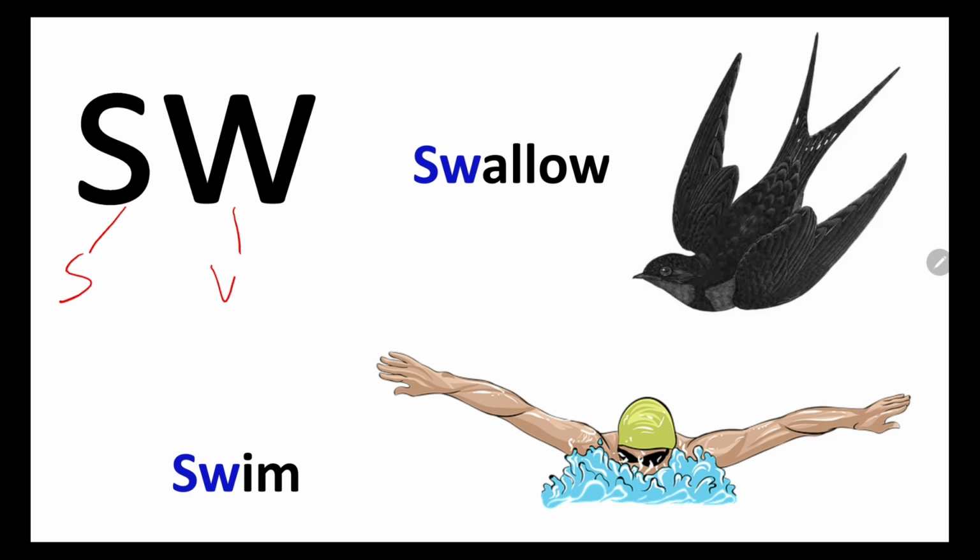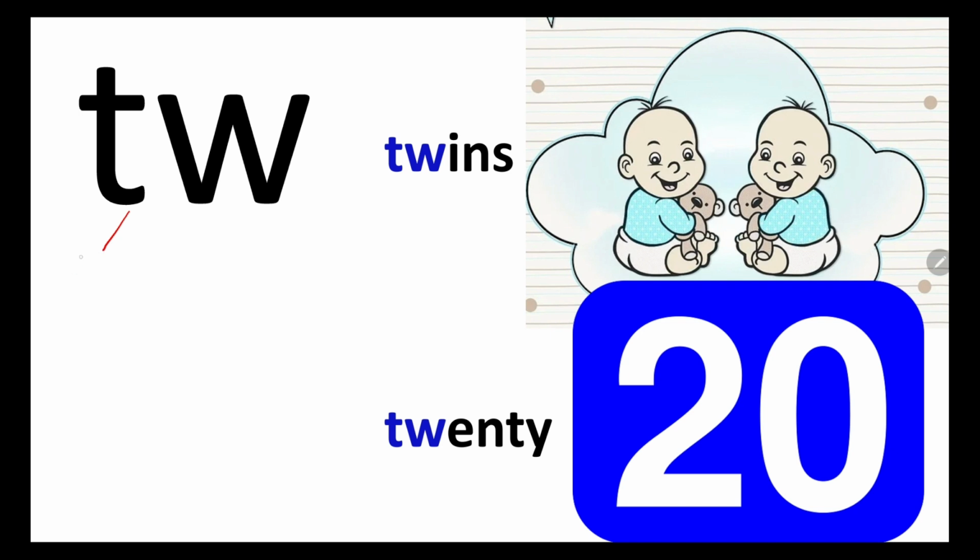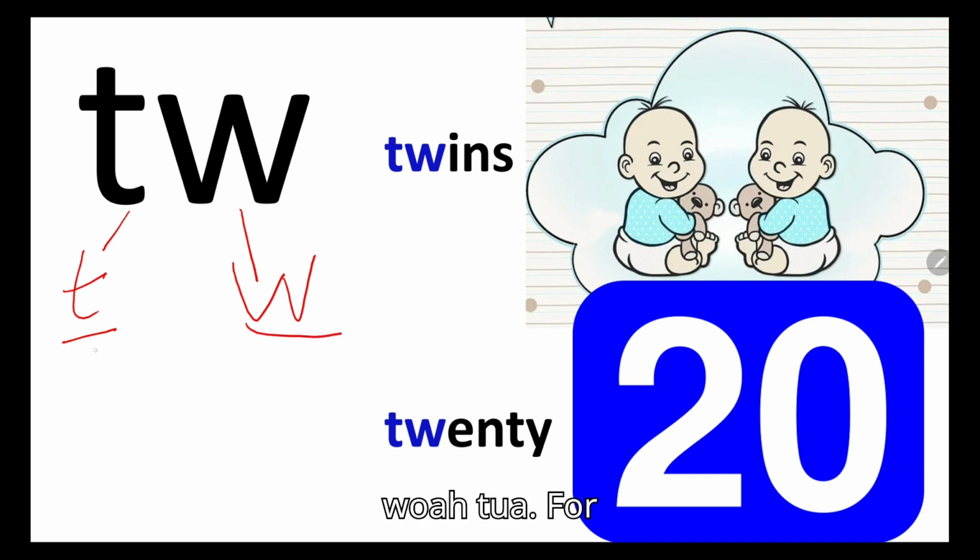S, w, sw. For example, swallow, swim. T, w, tw. For example, twins, twenty. You got it?